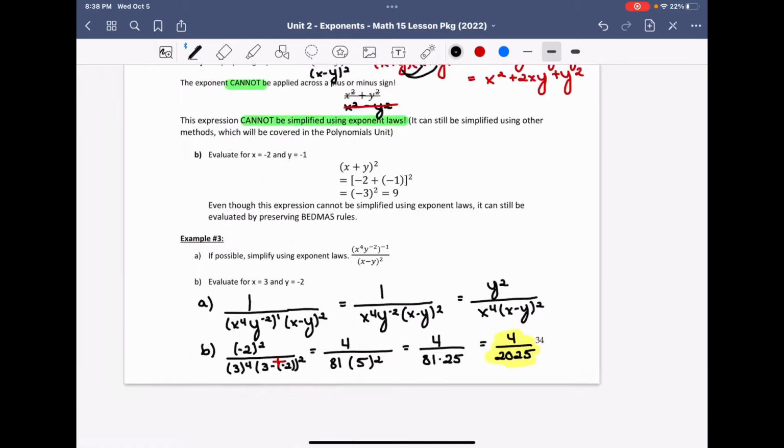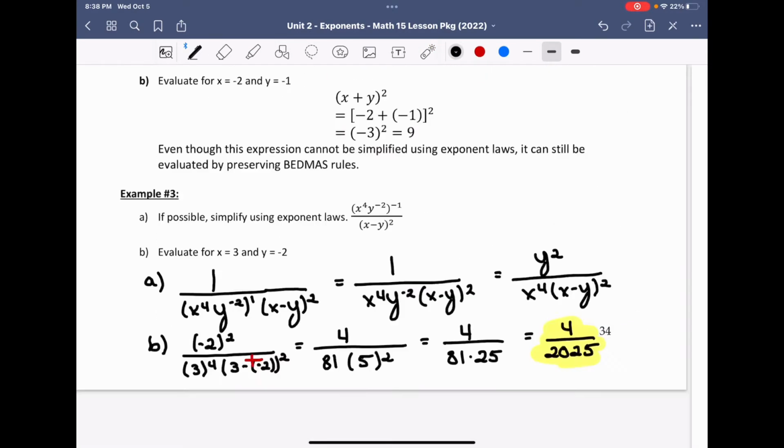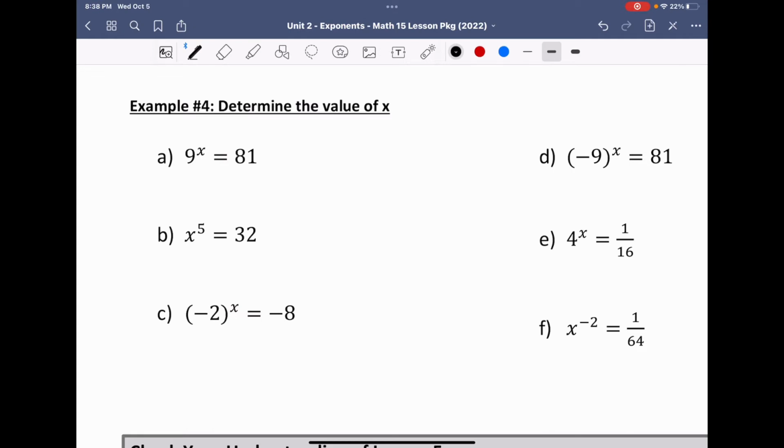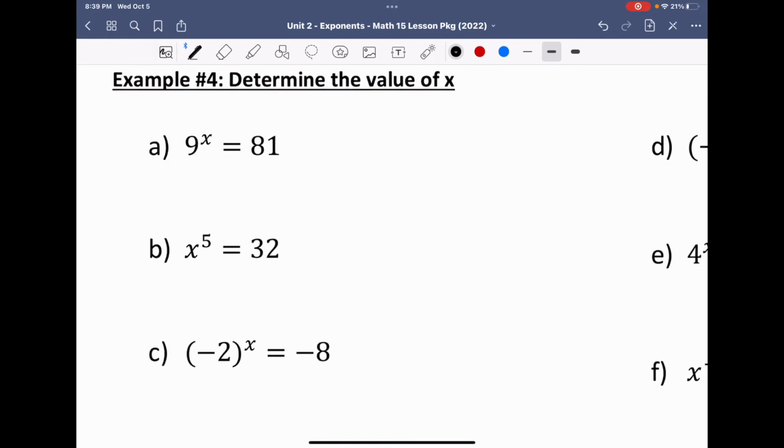All right, let's flip the page here. We're going to shift gears a little bit and think about what if I wanted to determine either an x value, which is a power that makes a certain number, or a base that's an unknown with a power that makes a certain number. Well, let's look at example A here.